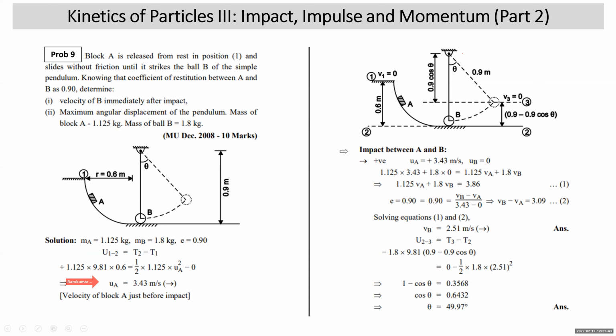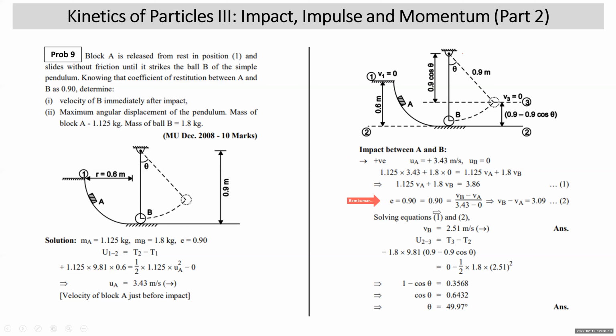All right. Now we come to the impact between A and B. Taking towards right as positive, UA is 3.43, UB is 0. MA UA plus MB UB is equal to MA VA plus MB VB. MA is 1.125 into its velocity 3.43, plus MB is 1.8, and the ball is at rest, so its velocity is 0. So you get one equation: 1.125 VA plus 1.8 VB is equal to 3.86.